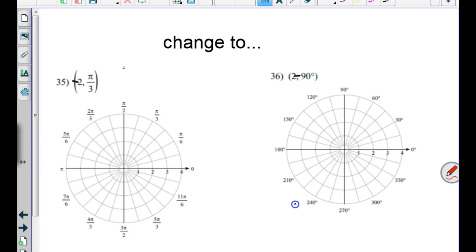I changed a couple of these. Let's just do this number 35. If you went around positive pi over 3 and then backed up 2, it would be on this line. Everybody good? This one would be -90 degrees and out 2. Okay. I changed those questions, though, because I think the ones on your sheet were all positives, right? Okay.